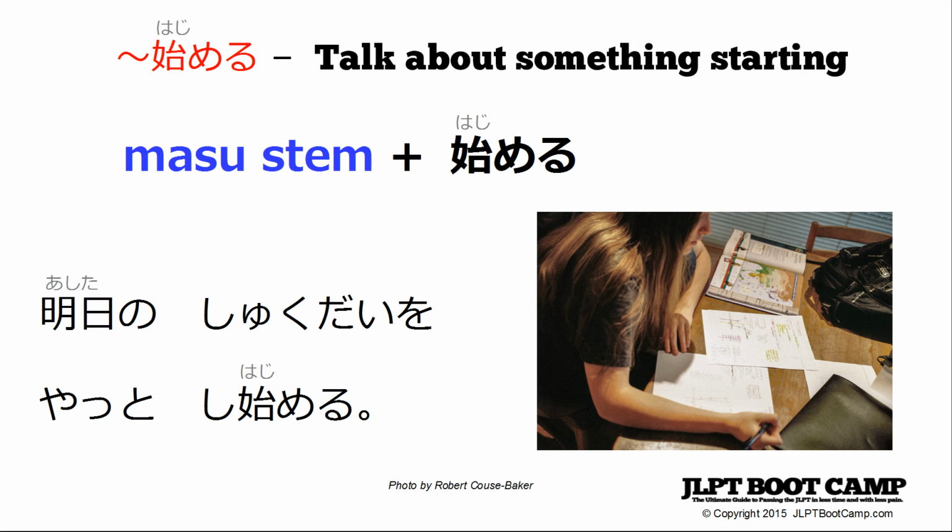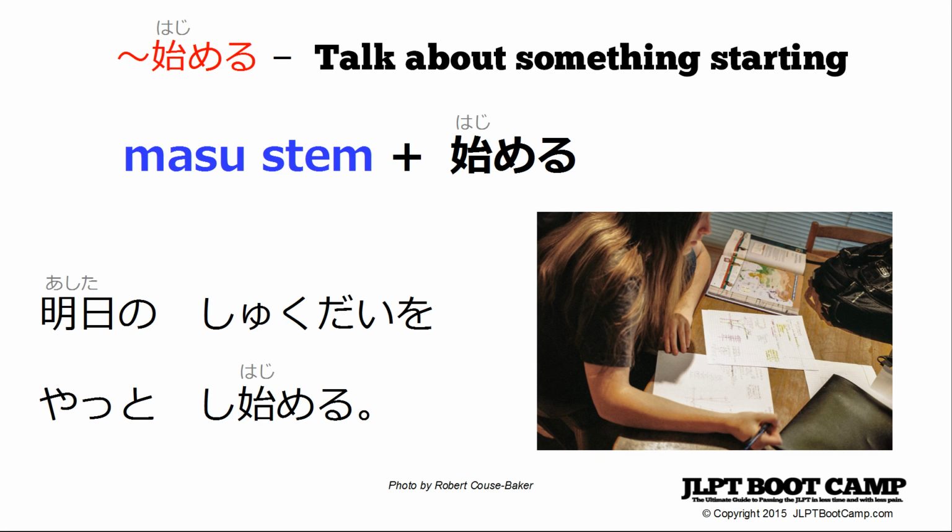So, for example, this example sentence, "Ashita no shukudai o yatto shi hajimemasu." So, ashita is tomorrow. No is the possessive particle, or it can be used to link two nouns here. In this case, ashita is modifying shukudai, homework. So, tomorrow's homework. And then o is the object marking particle. Yatto is finally. And shi again is the masu stem of suru, and hajimemasu is to start something. So I finally started tomorrow's homework.